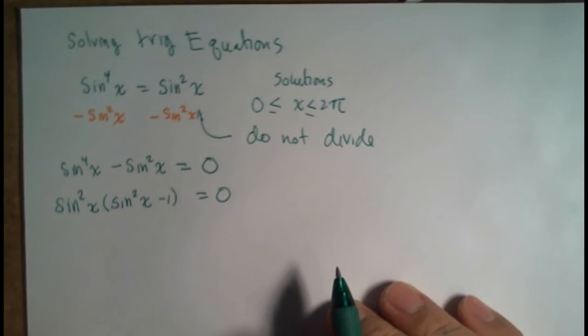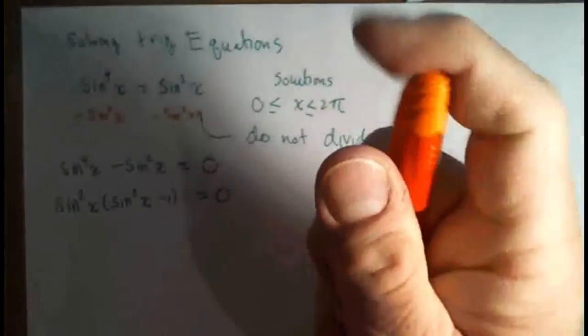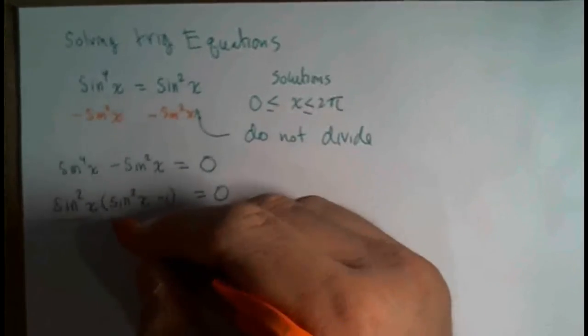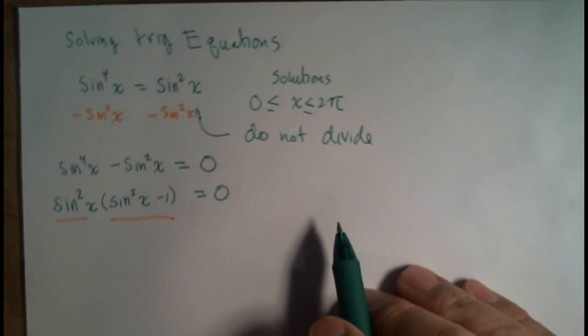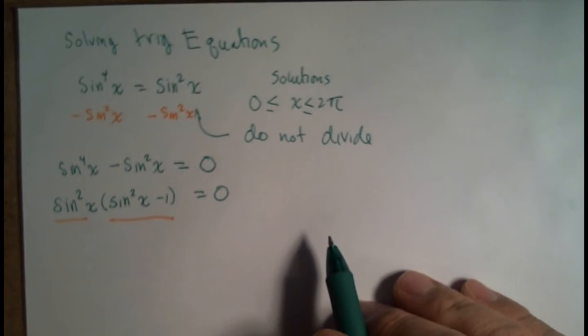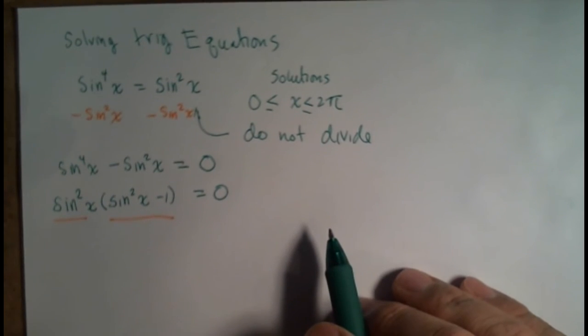Now once we have two factors here, we have the factor sine squared and sine squared x minus 1. Notice that if you had divided by sine squared, you would have completely lost one of those factors. You would not have come up with sine squared x minus 1 equals 0, and essentially you would have just lost a solution. Which is why we do not want to divide by anything that has a variable term. Now once we're here, let's set each of those terms equal to 0.